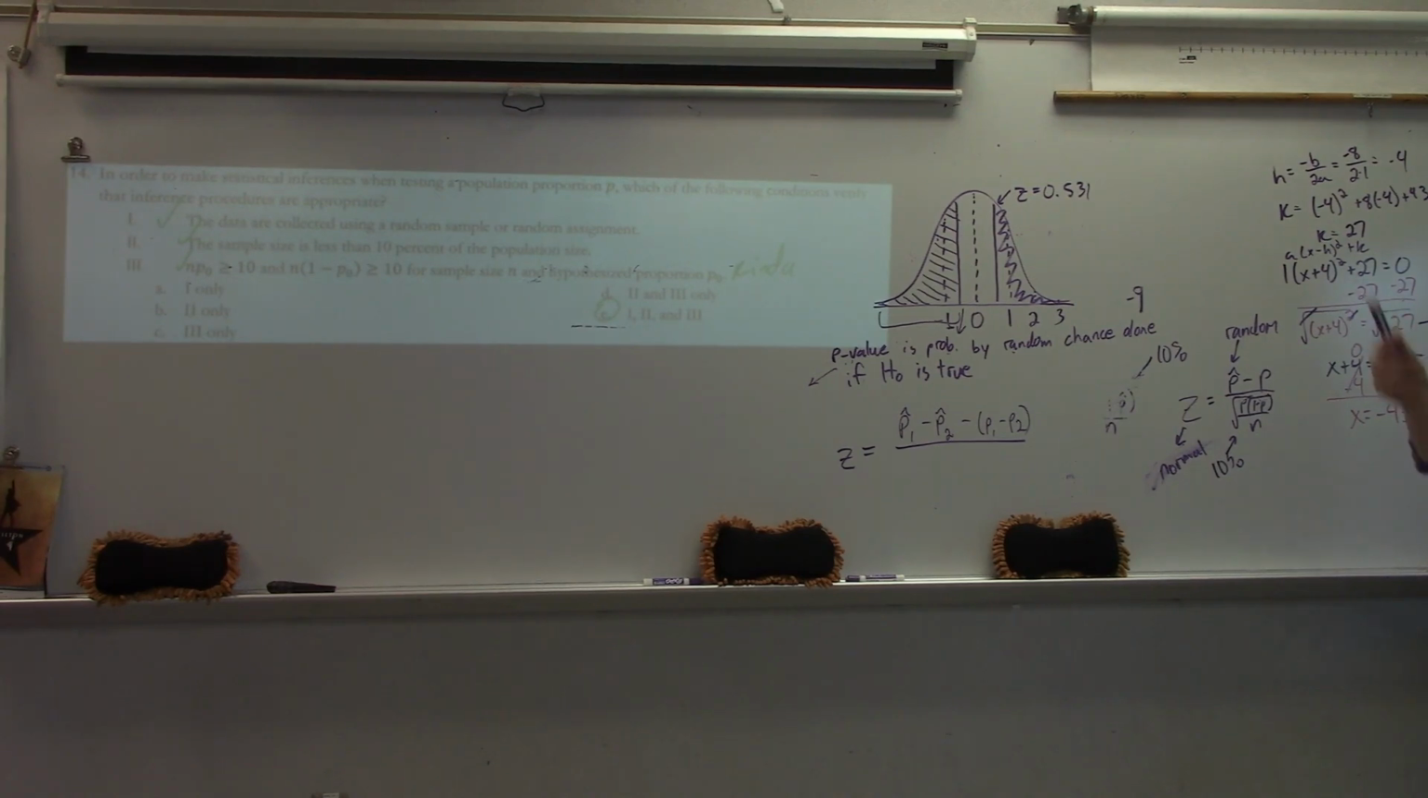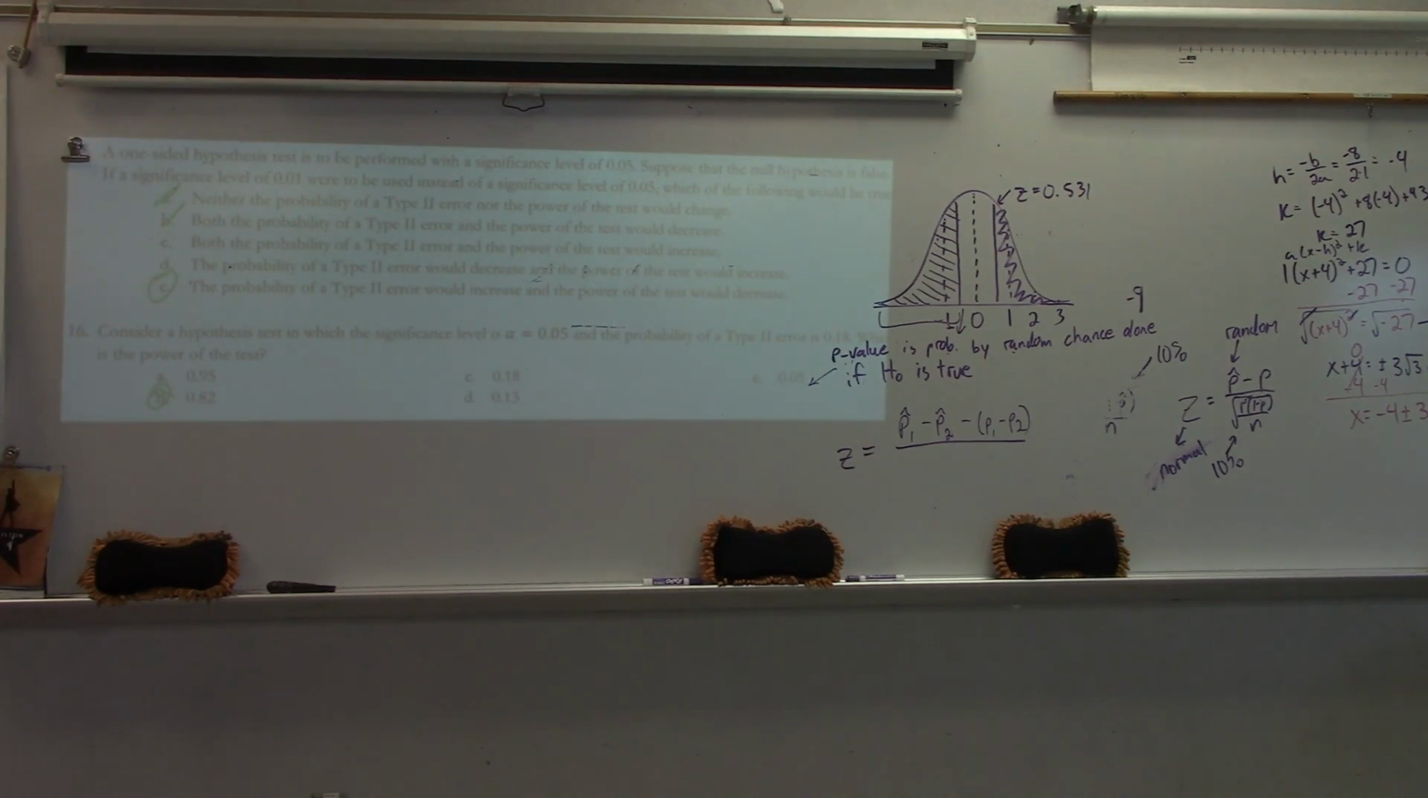But guys, those are the 3 conditions. Random sample, or random assignment. N is less than 10% of the population size. And large counts for normality.